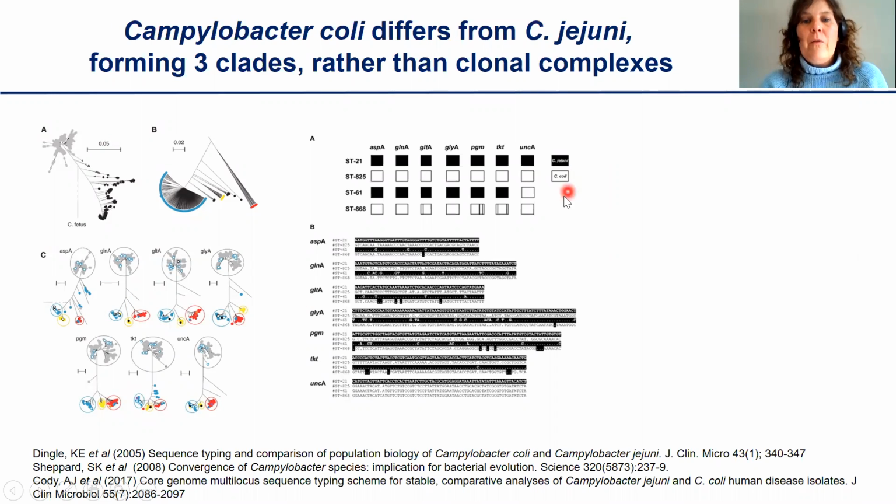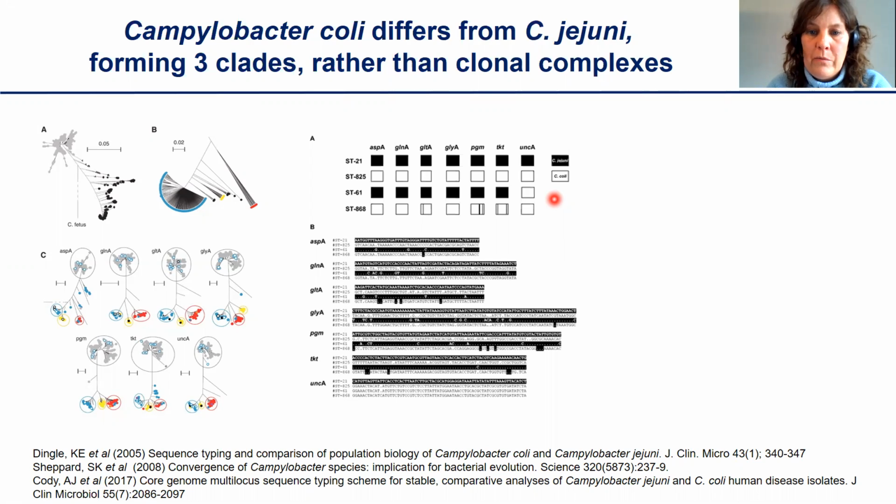And then sometimes when we're looking at the sequence data, we'll see a mix of alleles from jejuni and coli. For example, with ST61, the 3rd one down there, 6 of the alleles are derived from C. jejuni, and the last one, UNC17, is from C. coli. So this isn't a mixed isolate, it's legit.